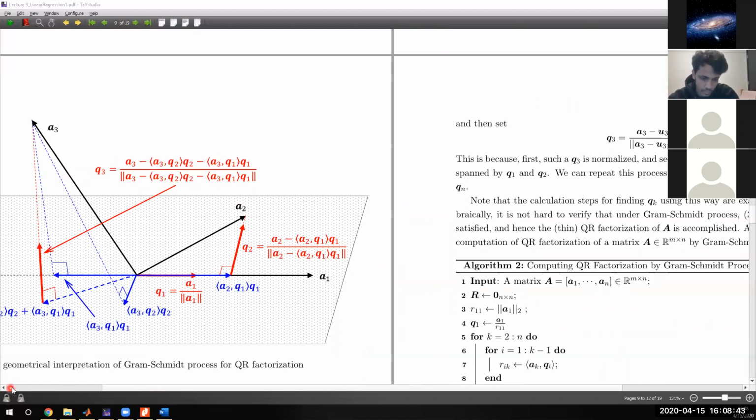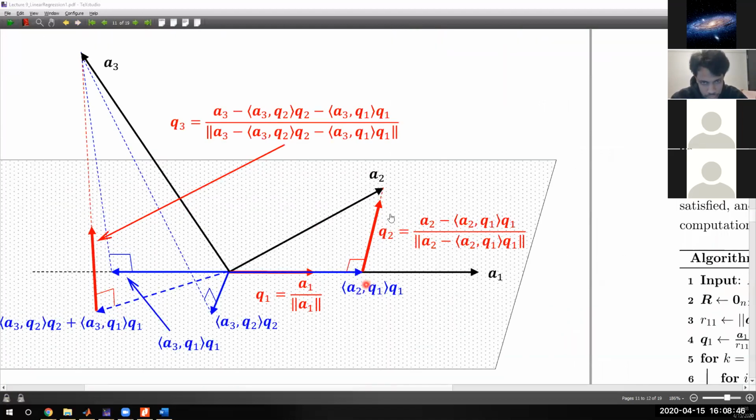Q2 is the projection of inner product. No, Q2 is not a projection. Be careful, Said. The projection is this one. This is the projection of A2 onto Q1. Okay? So this Q2 is the distance between A2 and... No. This is a vector. I'm talking about a vector, not the distance. See it? Yep. Okay. This vector means I project A2 onto Q1.